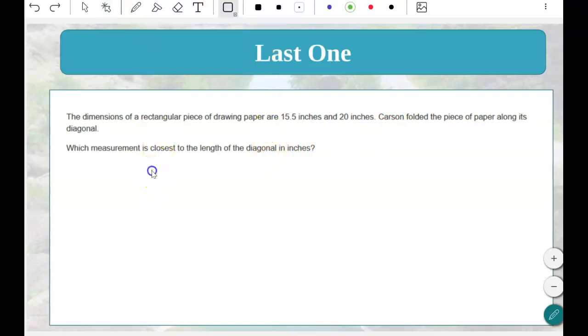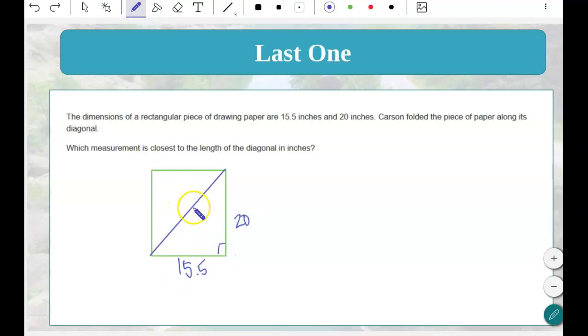All right, let's draw our piece of paper. We're going to put a diagonal in there. All right, there's our diagonal, because that's where the fold is. We know that it's 15.5 by 20. Let's go ahead and label that. And this is 20. Here's our right angle. We're looking for this, which is the hypotenuse. A squared plus b squared is equal to c squared. So 15.5 squared plus 20 squared is equal to c squared.